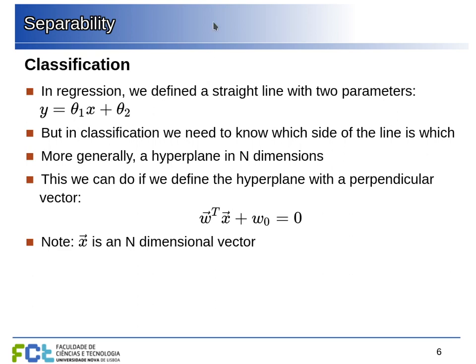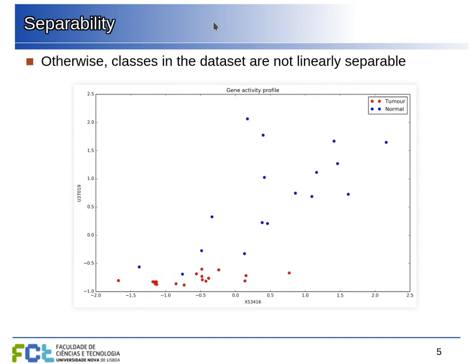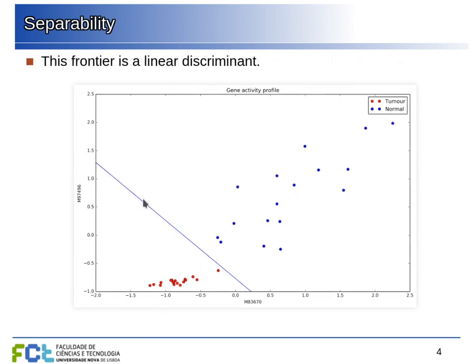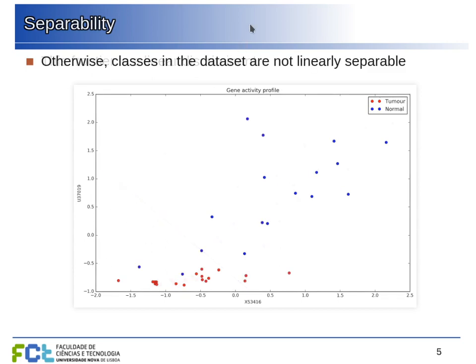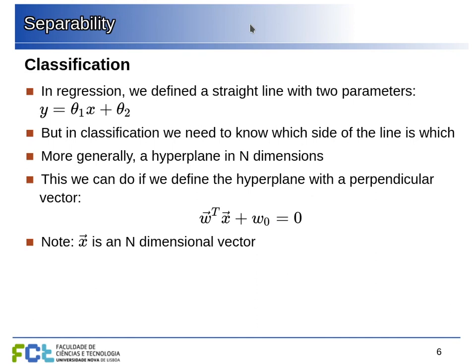But in classification, we need something else, because if we want to use a line to separate the two classes, we need to be able to specify which class is on which side of the line. So there is one side for the blue class and one side for the red class in this case. So we need some additional information here. If we generalize this for n dimensions, we will have a hyperplane. So in 3 dimensions will be a plane, in 4 dimensions and so on.